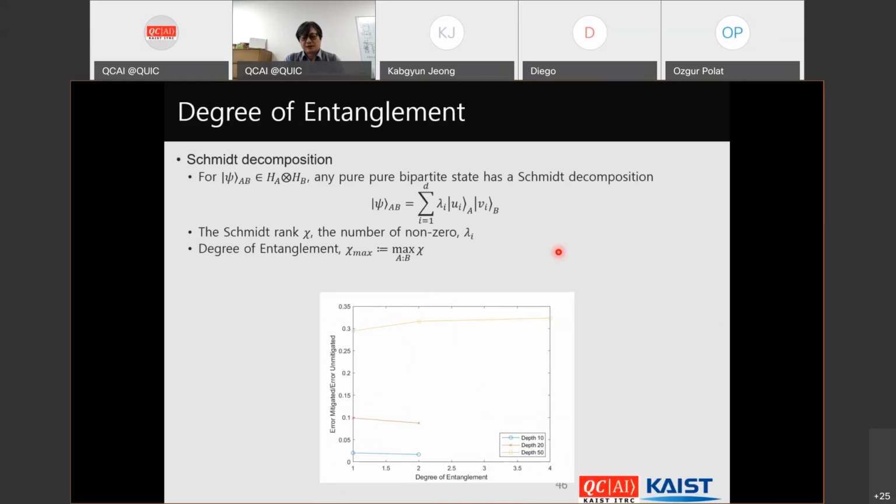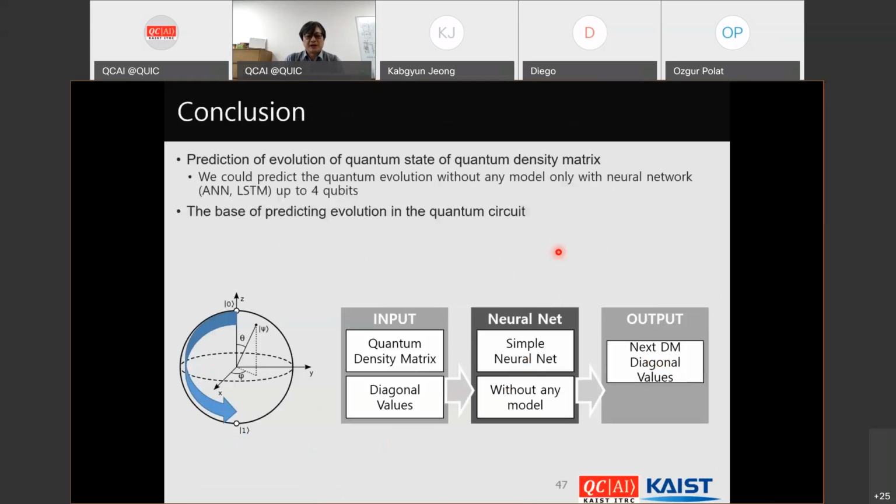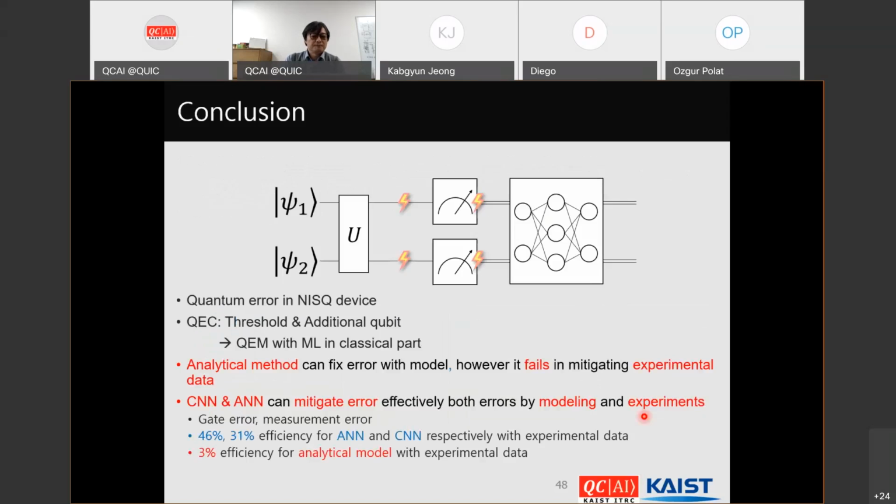So altogether, we end up with a certain capability of mitigating the errors. So in conclusion, we developed this methodology. That means we are feeding a classical neural network with the quantum information, and in the output we could find the compensation for the mitigation, and it is a lot more effective than the analytical model, which fails on experimental data.